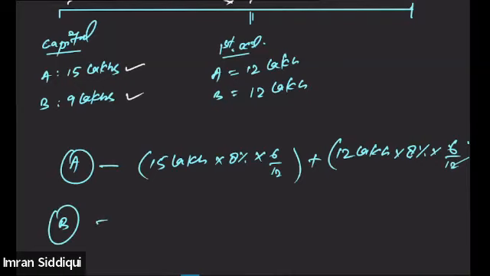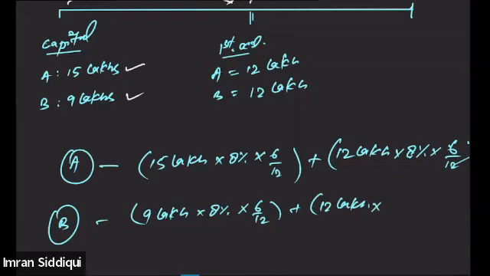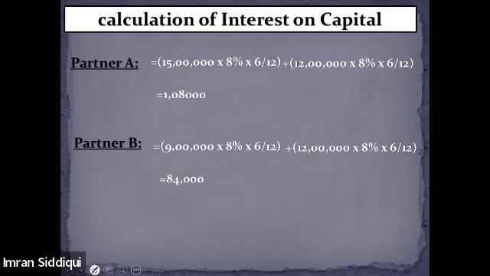We'll calculate interest for the first 6 months on 9 lakh into 8% into 6 by 12, right? And add interest on 12 lakh at the rate of 8% for the rest of the year. Got it? Everyone, is this clear? Yes or no? So this way partner A's interest will be 1,08,000 and partner B's interest will be 84,000. I'm sure everyone is able to understand this. Kindly confirm if this is clear or not.